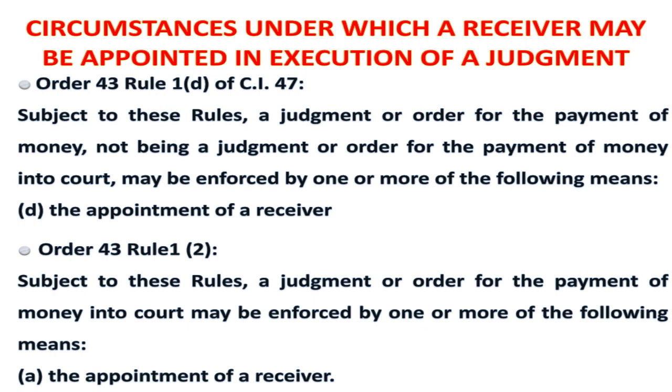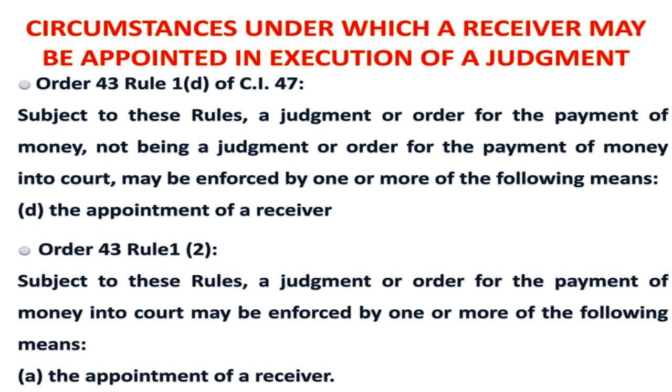Starting point is to look at Order 43, Rule 1, Sub Rule D. It reads as follows. Subject to these rules, a judgment or order for the payment of money, not being, emphasis, not being a judgment or order for the payment of money into court, may be enforced by one or more of the following means. Then it mentions the appointment of a receiver.